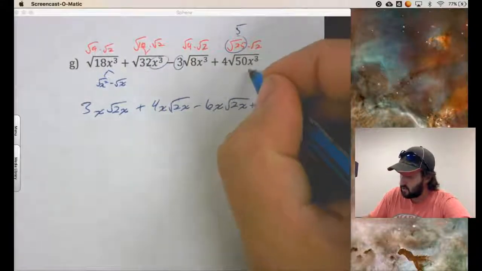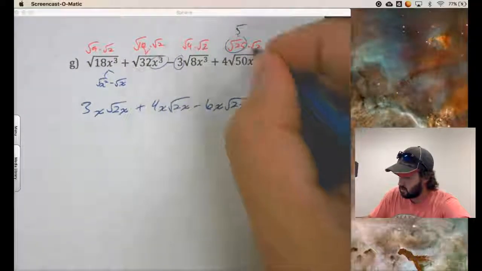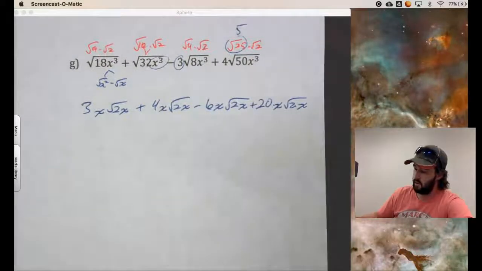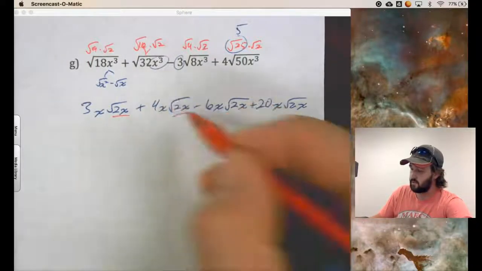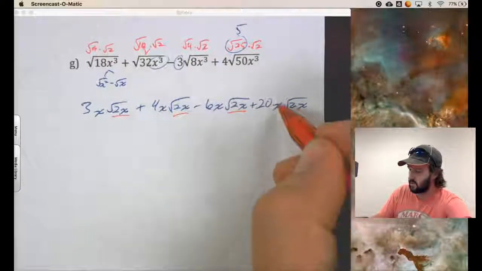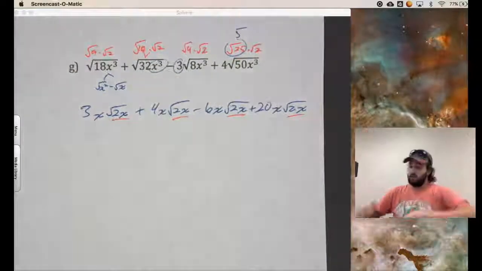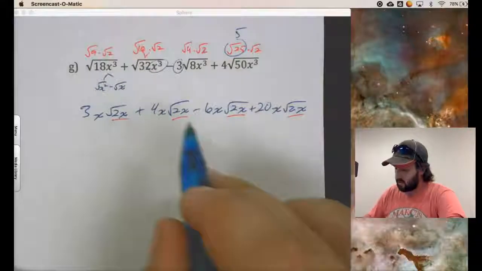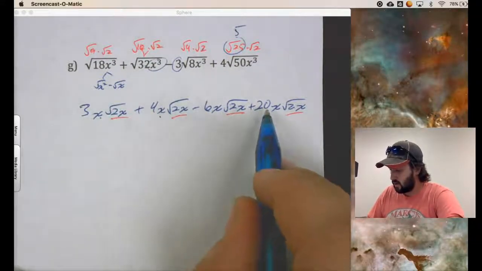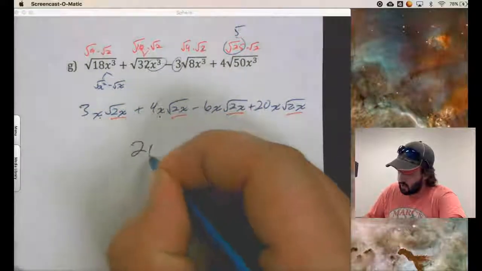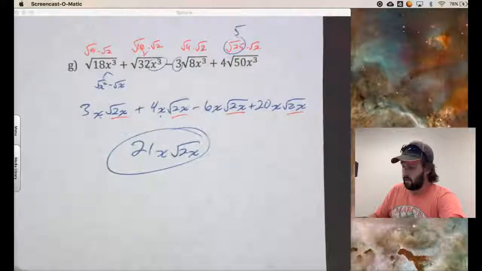I have x cubed, so that is the x root x, so x root 2x. Now, x to the first, root 2x, in every term. So they're all exactly the same. That just means I can combine them all together. So I have 3x plus 4x is 7x, minus 6 is 1, plus 20 is 21x root 2x. And that's it.